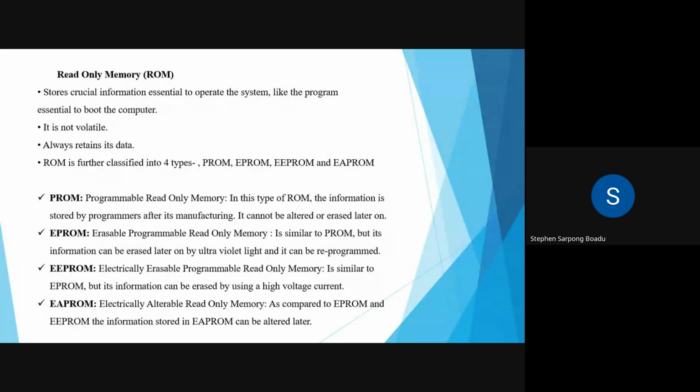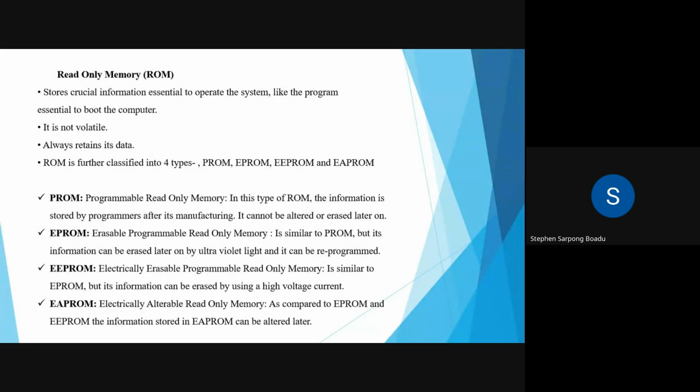With this type of ROM, the information is stored by the programmers after its manufacturing. Once this type of memory, the programmable read-only memory, has been programmed by the manufacturer, any information on it cannot be altered or erased later on, right? Any information on this type of ROM after it has been manufactured cannot be altered. So the user doesn't have any way to alter information on the programmable read-only memory, right?